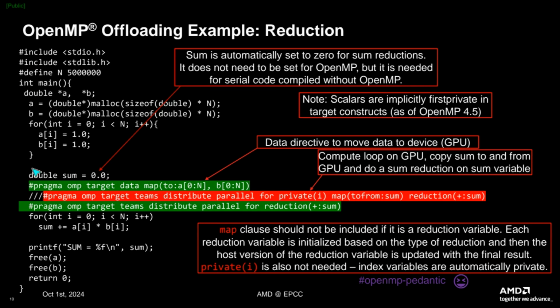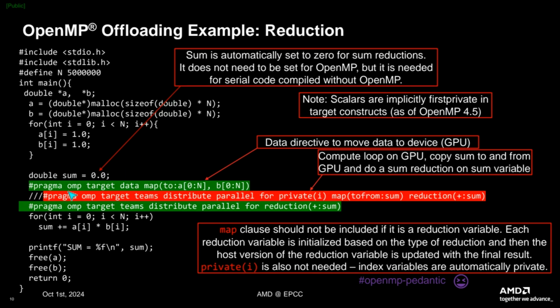So we have some setup of our code. We're setting up our variables here, initializing them, and then we have the sum variable. Our sum is automatically set to 0 for sum reductions, so it does not need to be set for OpenMP, but it is needed for serial code compiled without OpenMP, so it is generally good practice to keep this here, even though you don't necessarily need it if OpenMP is being run with multiple threads. And also, just a note, scalars are implicitly firstprivate in the target constructs. So we know that the variable is thread safe automatically.